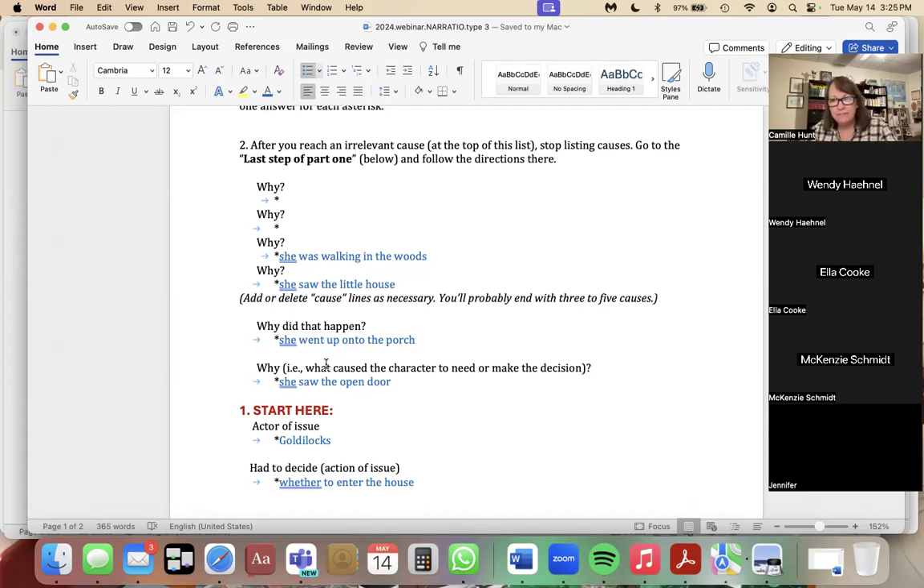So when you get back that far, you don't have to add that to the Narratio. But you will reach a point where things are irrelevant. And that happens no matter what line of causal chain you have. So we don't need to go back that far. Why was she born or something like that? We can stop with she was walking in the woods because we don't know what caused that. And that's back far enough.